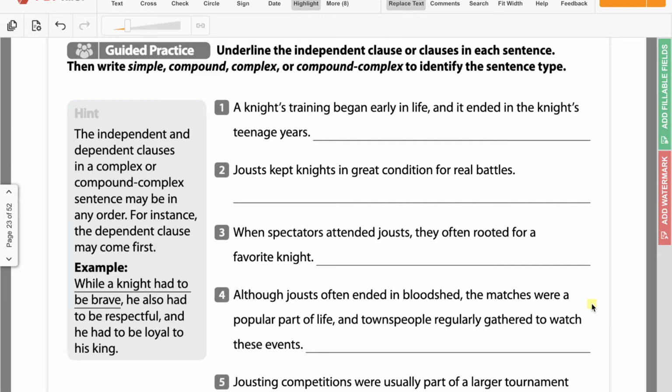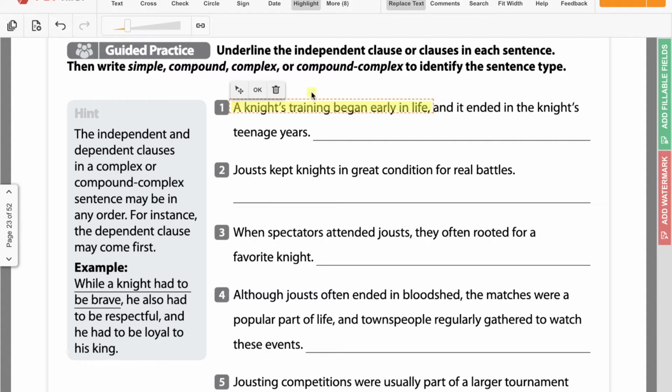So a knight's training began early in life and it ended in the knight's teenage years. So we took out this "and" word, which we know we're either going to have compound complex or compound because we have that conjunction here. A knight's training began early in life. If that was a period, would that make sense on its own? Yes. So that's our independent clause.